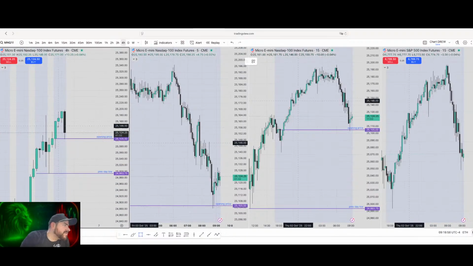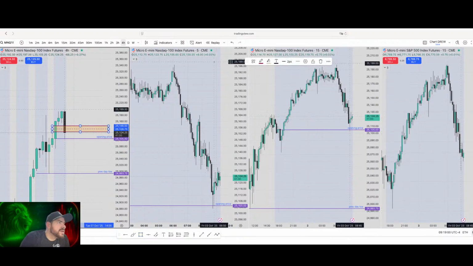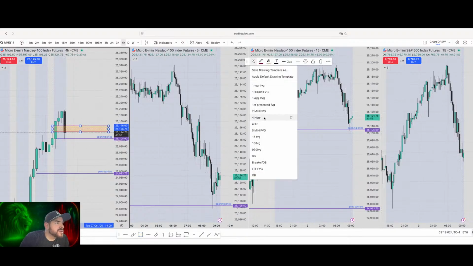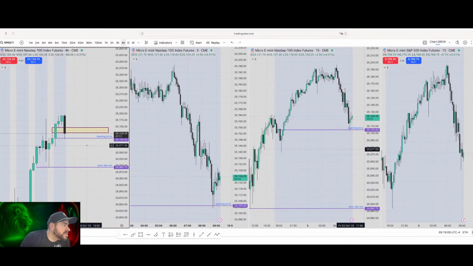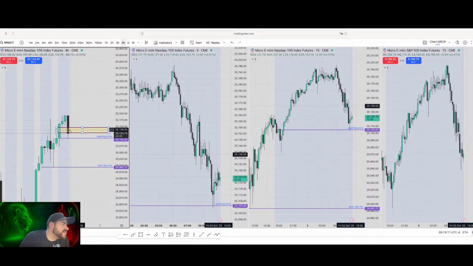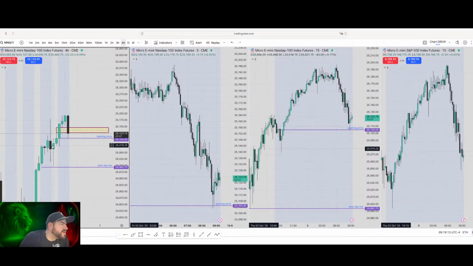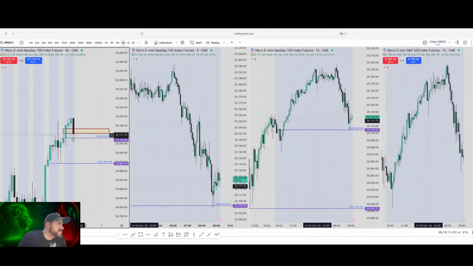So we're gonna mark a 4 hour fair value gap right there. We got templates for every time frame. So this right here is the 4 hour, so it won't show up on anything else. We're gonna see if we get a bounce or not. We're coming into this 4 hour order block as well. So we'll see how that works.